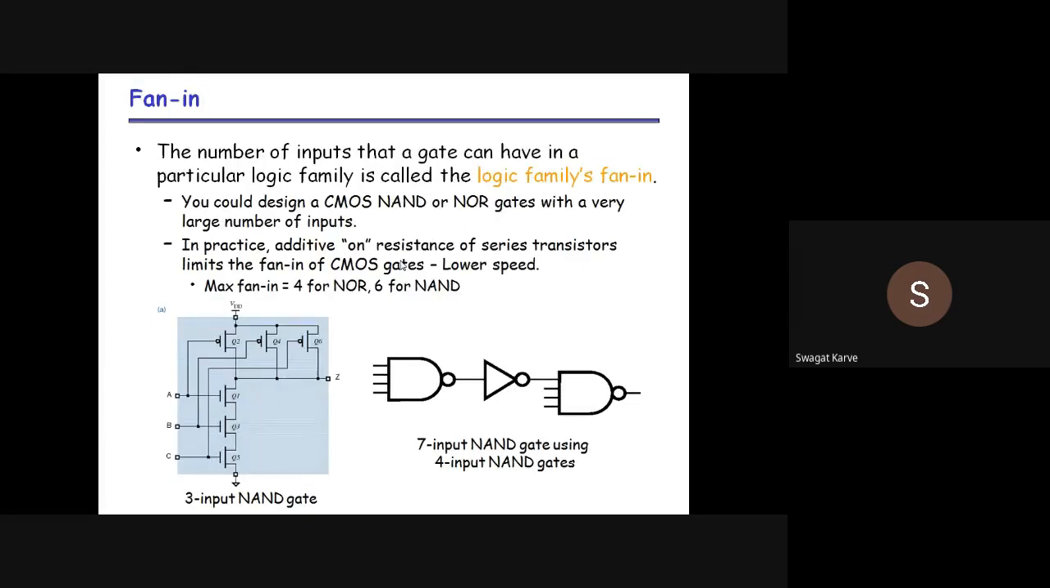Now what do you mean by fan in and fan out? Okay, so fan in is nothing but, in case of input, how many inputs the circuit is able to accept at a time. So it's the fan in condition.